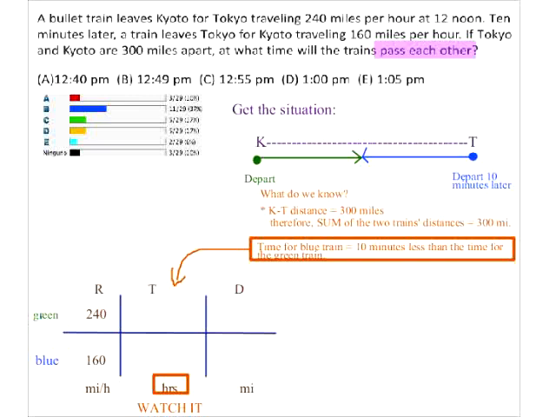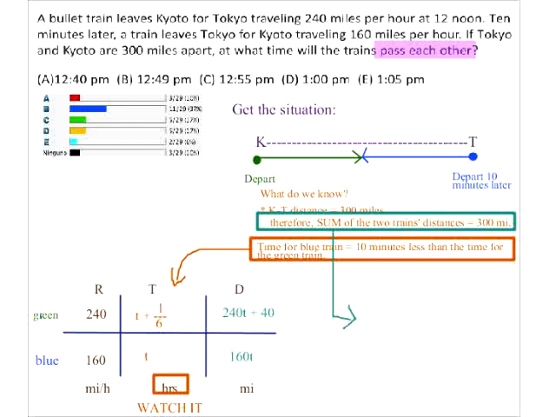So if you use t and t plus 1/6, then t is the shorter time. So that's the blue train. And then this would be t plus another 1/6 of an hour. You could very well also use t minus 1/6 here and t here. So multiply, that gives you 240t plus 40 and 160t. And then you have this relationship.